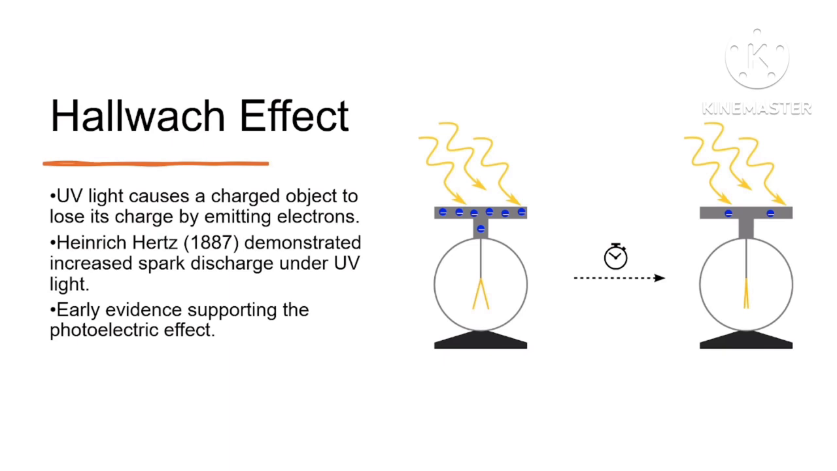First, the Hertz effect. Let's begin with the Hertz effect. This phenomenon occurs when ultraviolet light causes a charged object to lose its charge by emitting electrons. Heinrich Hertz first demonstrated this effect in 1887 by using a spark gap apparatus. He observed that sparks jumped more readily when the electrodes were illuminated with UV light. This was one of the first indications that light could influence the properties of metal, setting the stage for our understanding of the photoelectric effect.